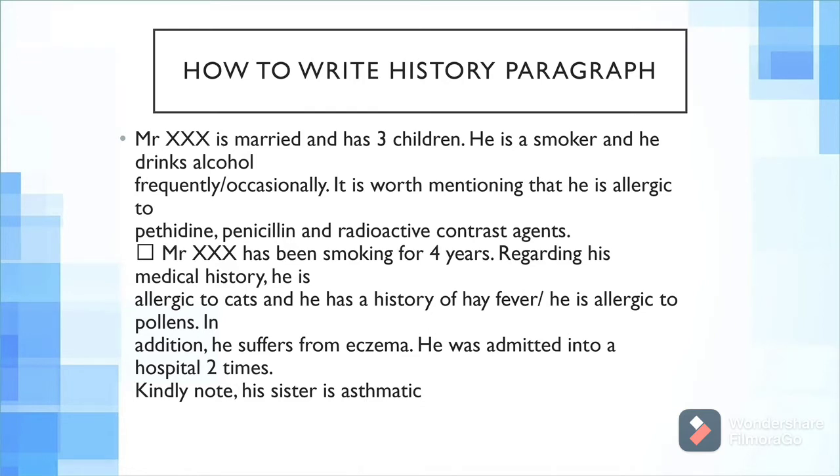who has been smoking for 4 years. Regarding his medical history, he's allergic to cats and he has a history of hay fever, or he's allergic to pollens. In addition, he suffers from eczema and he was admitted to the hospital 2 times. Now here you can see that the patient is asthmatic. He has a history of eczema, that is relevant. He is allergic to cats, that is relevant. His sister is asthmatic, because family history is very important in asthma, so that is relevant as well.